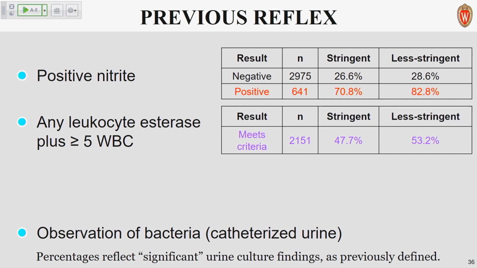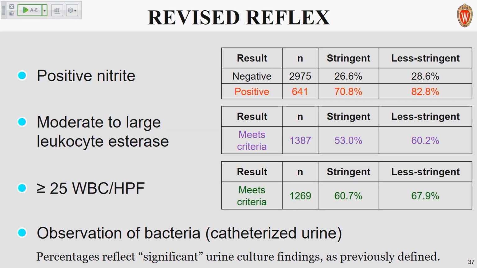And then as a result, next slide. So we showed our pathologists the information, and revisions were made. The nitrite was still in existence as an automatic reflex, but then we moved to moderate to large leukocyte esterase. I was really cringing when our pathologists wanted to do that, but I'm not the medical director of the lab, right? So we elevated those criteria from any amount of leukocyte esterase to moderate to large, and that got us slightly over 50% as far as predicting a significant microbiology result.